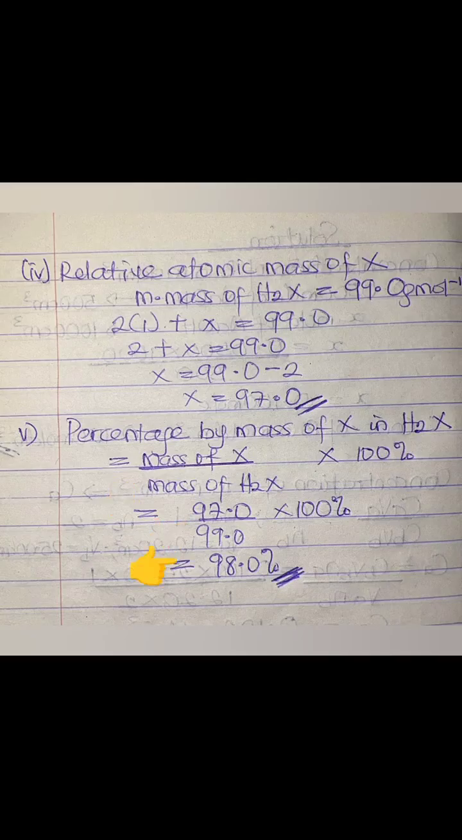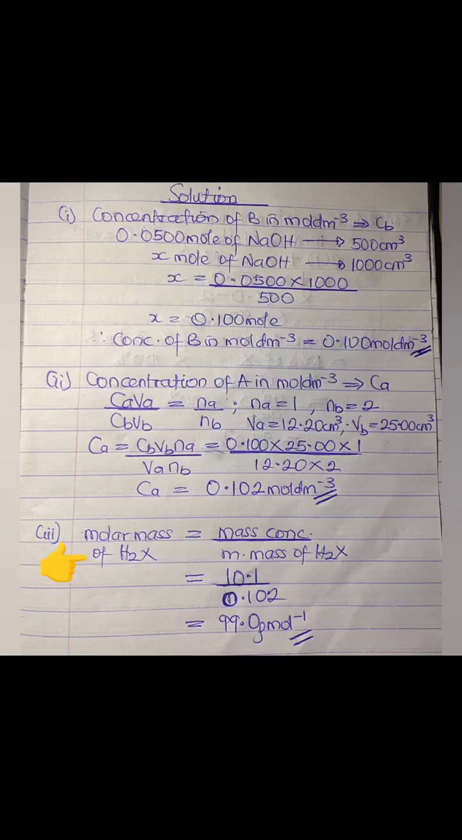That will be 98.0%. So that's it. The only error I see in this calculation is that instead of writing molar conc of H2X, I should write molar mass of H2X. The formula should be, I repeat, molar mass should be equal to mass concentration over molar concentration. That's the correct thing to write there. Thank you very much. Let's go to the next question.